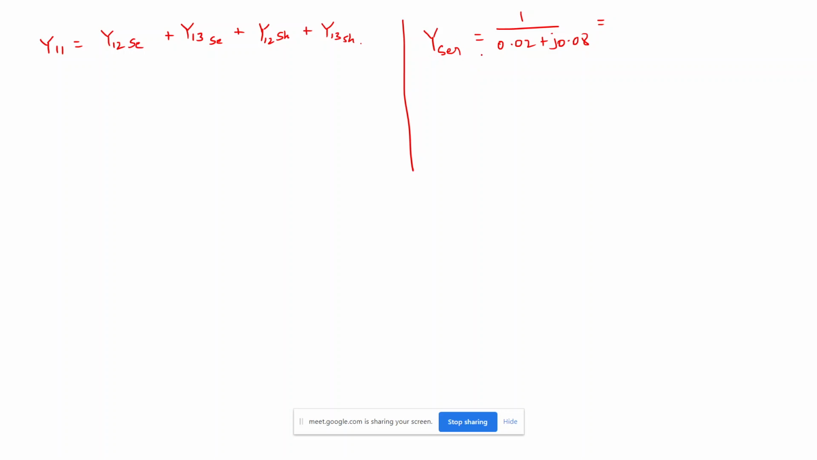Please tell me, what is the value of this one? This is the impedance given in the question, and we need to find the admittance for the series. So I put 1 divided by the impedance value, and I will get a value. Take the calculator and tell me what the value is.